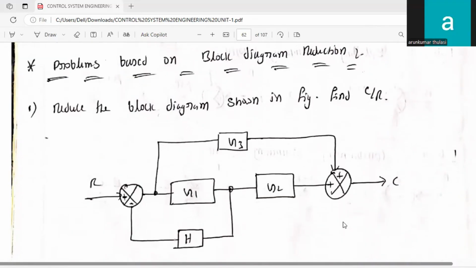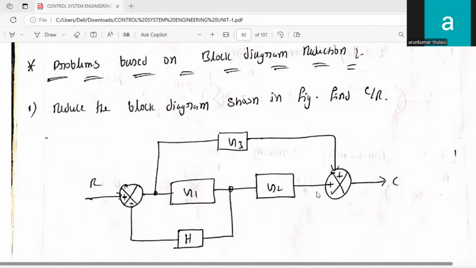So this is a simple block diagram we have, and from this we are going to find the transfer function that is already mentioned, C by R, by using block diagram reduction techniques. So here first we need to see what blocks are connected in cascade and connected in parallel. So we'll see that one by one, from rule number 1 to rule number 11.